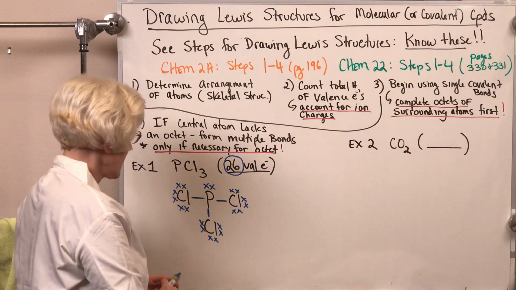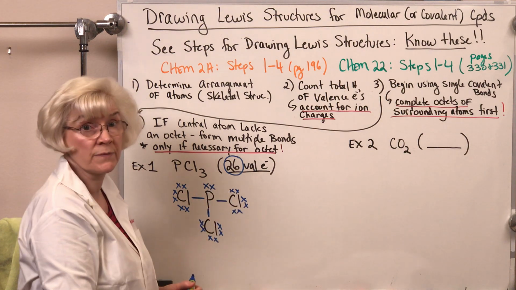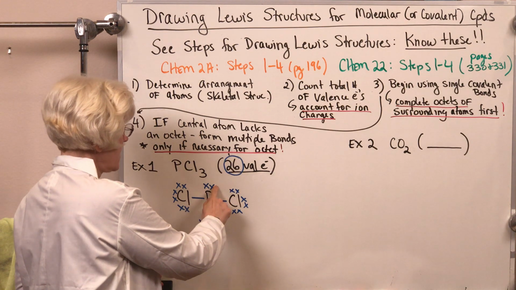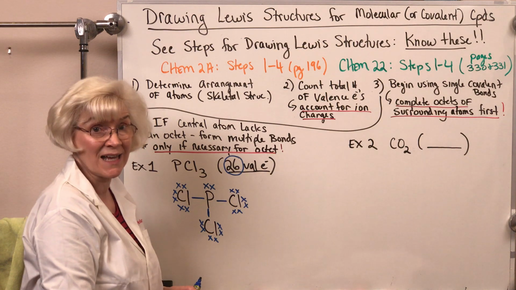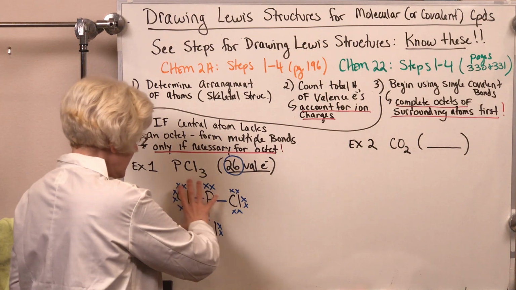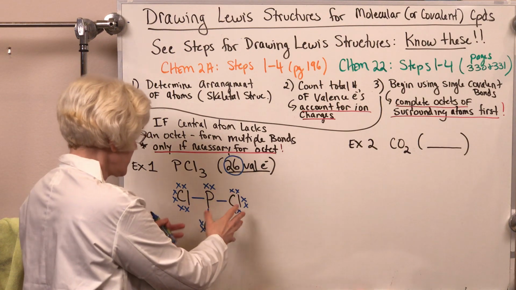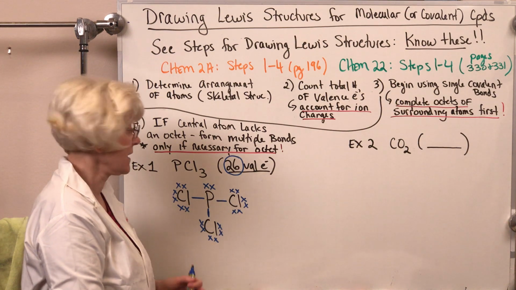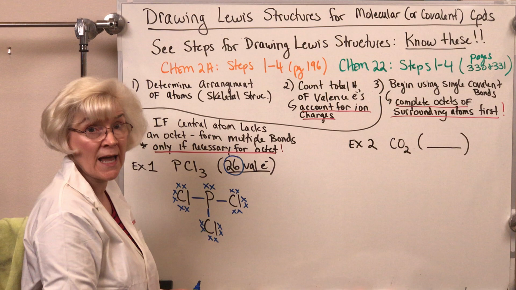And now I can see that phosphorus's octet is complete as well. 2, 4, 6 electrons plus a lone electron pair makes 8 electrons. And every atom has an octet, and the total number of valence electrons that my picture is showing is 26 electrons, which is the correct count.